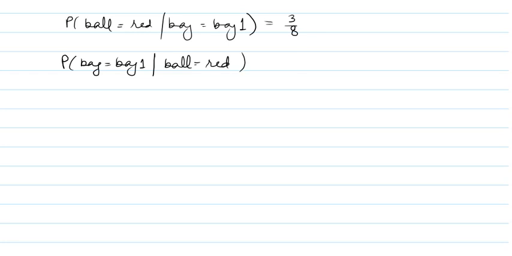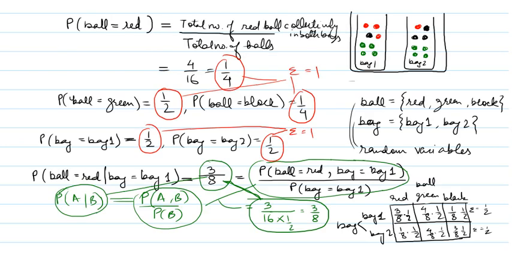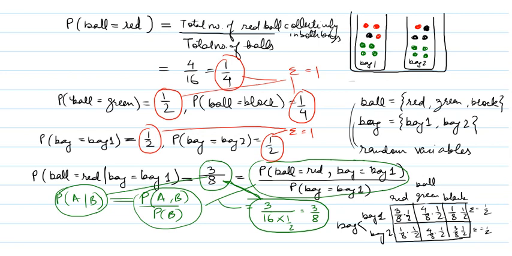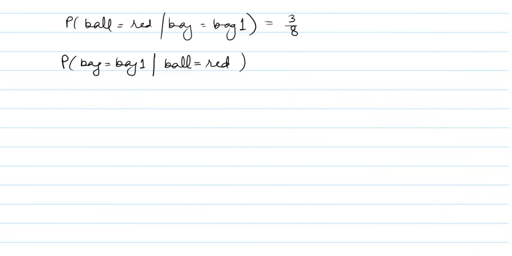It means that in the first case I am given that the bag is bag 1. Now what is the probability that the ball is red? I am given only bag 1, so the probability of red is 3 by 8, right? Now in the reverse case, I pick a ball from this collection of bags by closing my eyes, and then I ask what is the probability that the ball I have taken out came from bag 1?